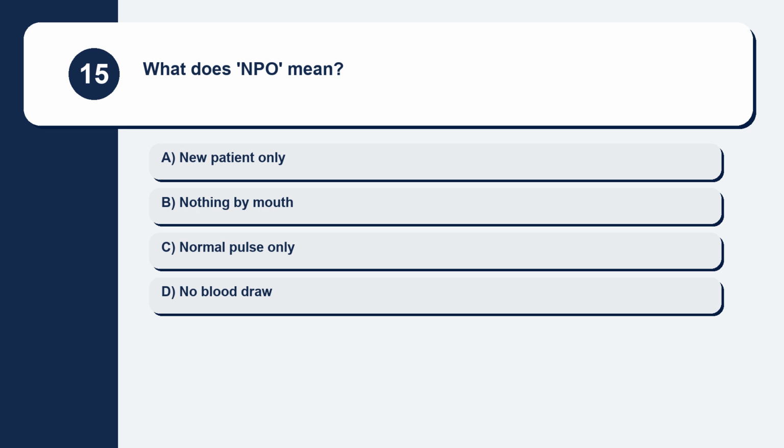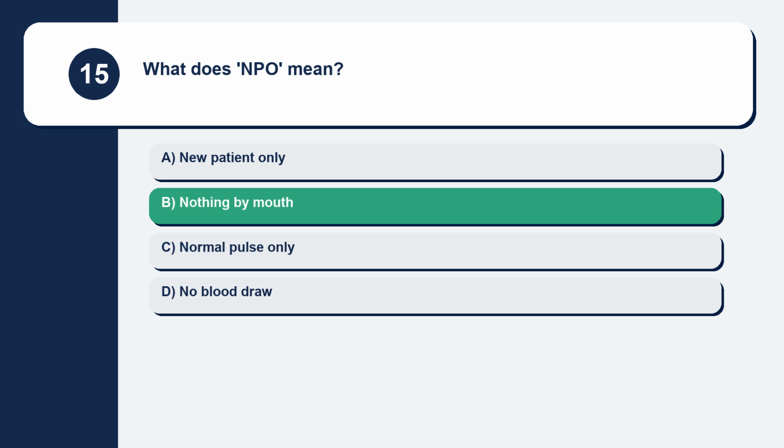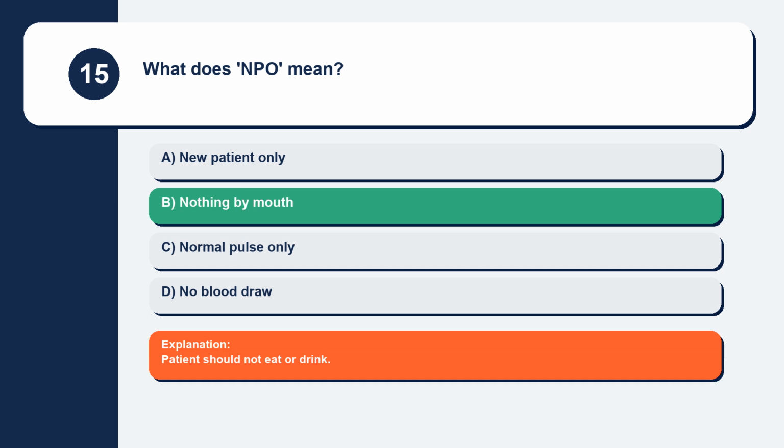Question 15. What does NPO mean? New patient only, nothing by mouth, normal pulse only, no blood draw. Patient should not eat or drink.